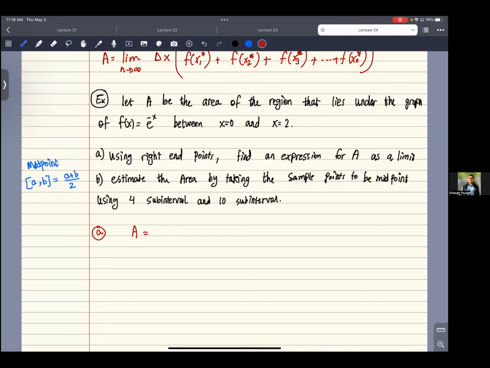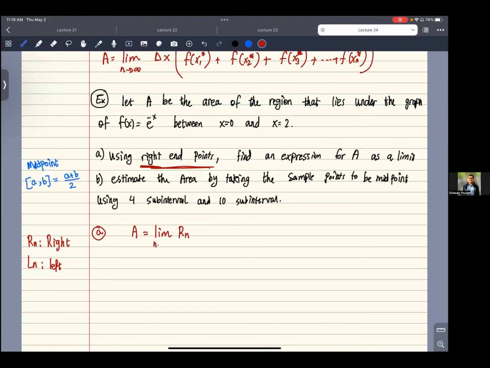By the way, using the right endpoint means what? The limit of what? Of Ln or Rn? Here in the first one, they said using the right endpoints. Right endpoints is Rn, yes, Rn. R means right. Ln means left endpoint. Make sense? So we're going to use the right endpoint.